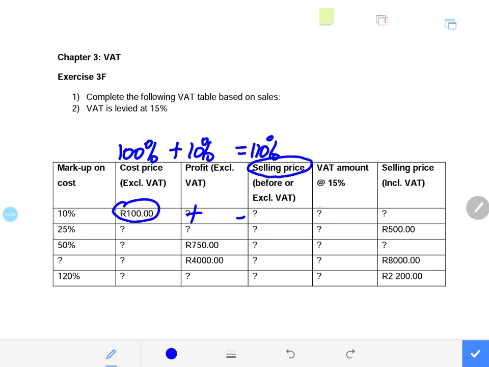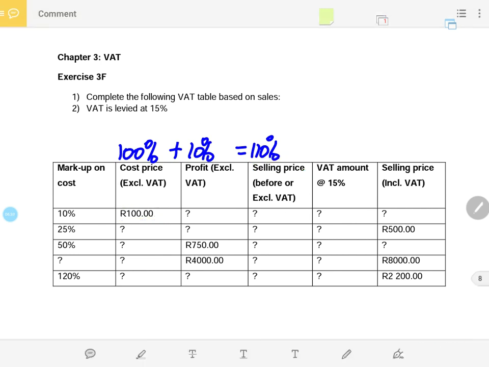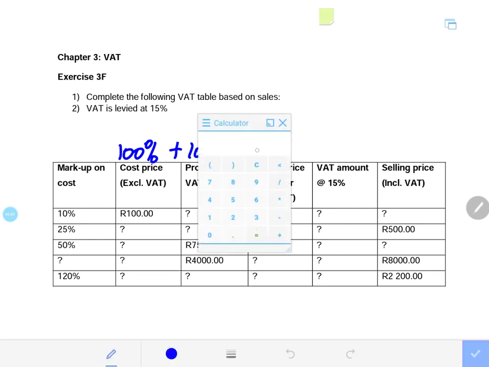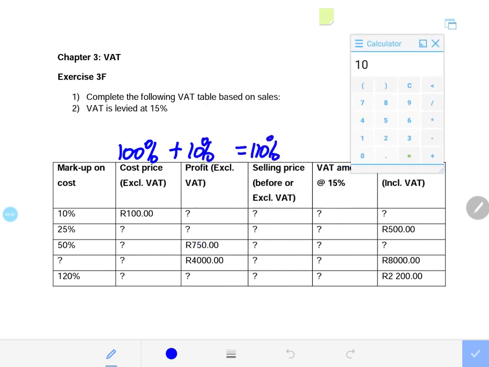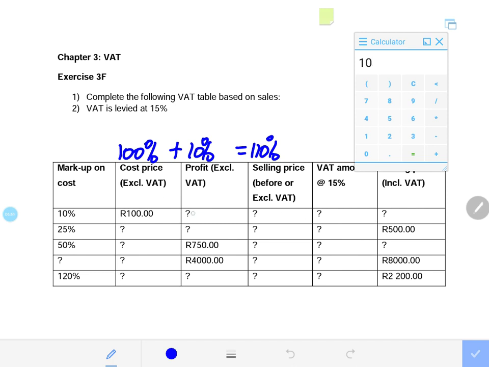Then after we add VAT of 15%, this will be the selling price that includes VAT. The previous selling price does not include VAT. Now let us go together. We have the amount of 100 Rand, which is 100 Rand times 0.10. Then 0.10 will give us 10 Rand. So that means we are going to make a profit of 10 Rand on the sale of this product.